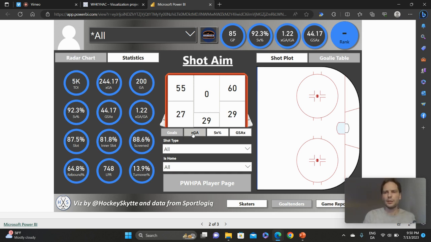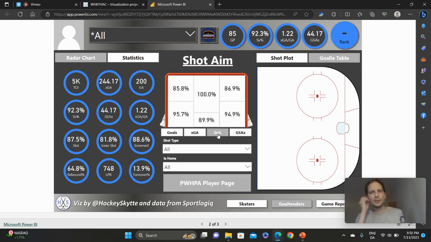So if we look at the expected goals against data, we actually see that skaters are not shooting at the top part of the net. They're actually shooting more in the bottom part. So this would mean that a shot in the top left corner or top right corner has a much higher chance of going in than a shot in the bottom left corner or bottom right corner, because shooters are shooting more at the bottom of the net, but they're scoring way more on the top of the net.